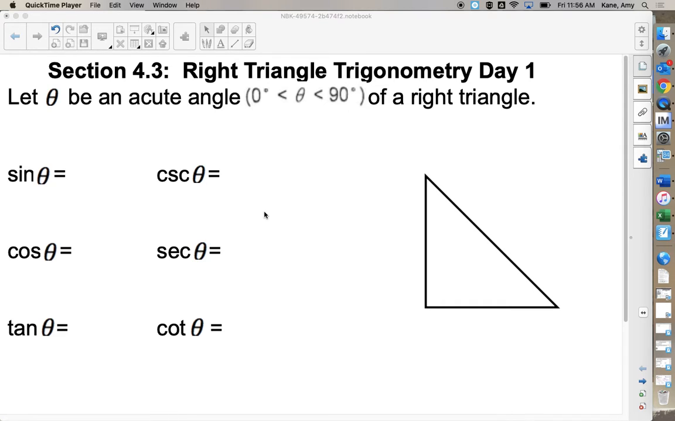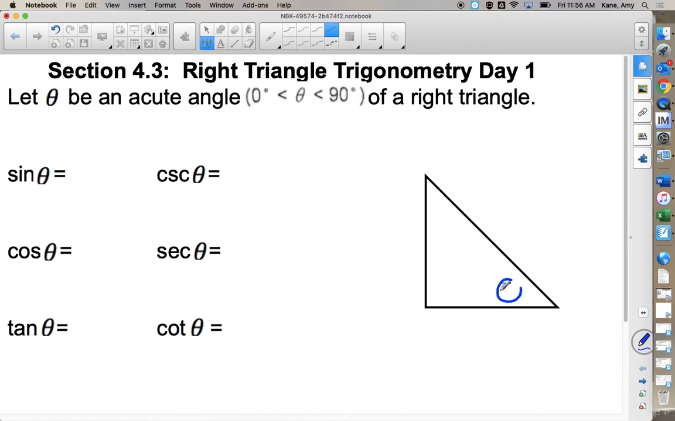So, if you look at section 4.3, talking about a right triangle. Here we go.